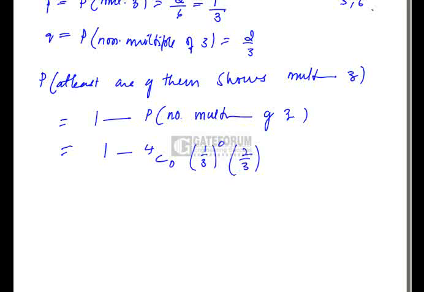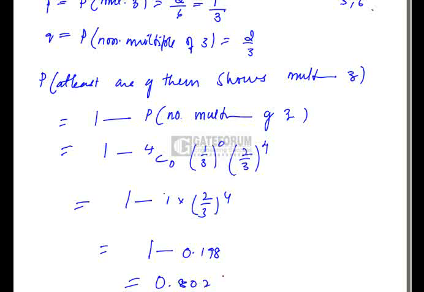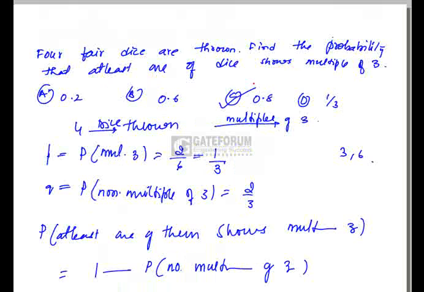How many non-multiples of 3 do we need? All of them must be non-multiples of 3 out of 4 throws, so it will be 4. So it will be 1 minus 1 into 2 by 3 raised to the power of 4. If you simplify, it will be 1 minus 0.198, which is nothing but 0.802. So the option is C.